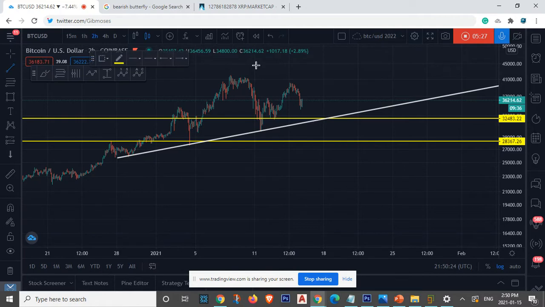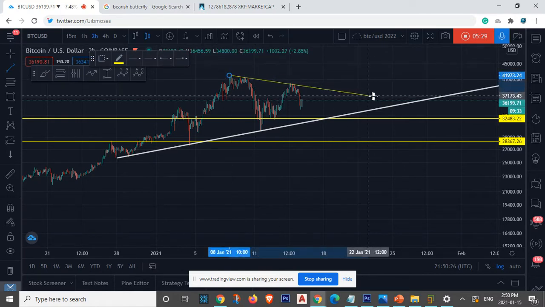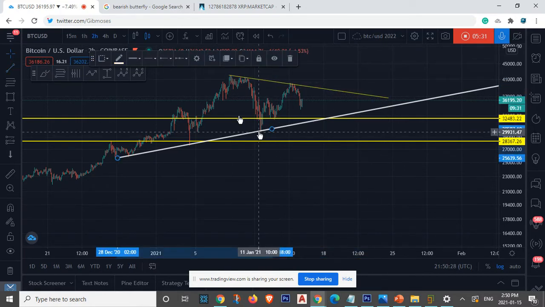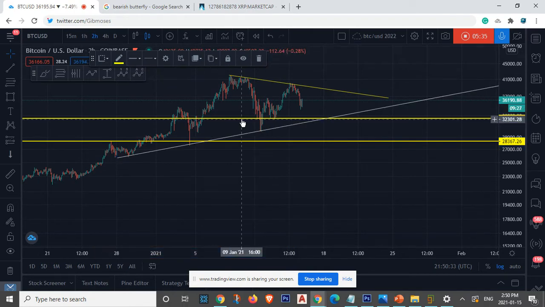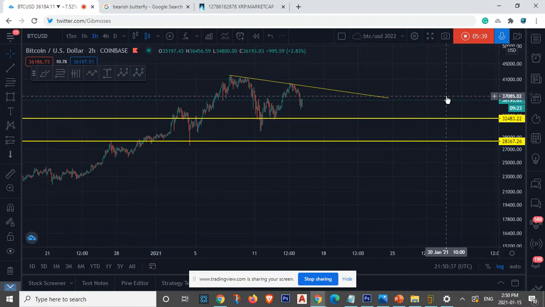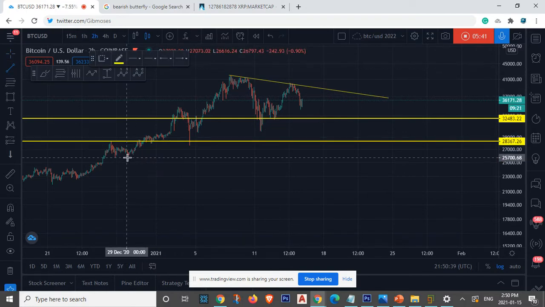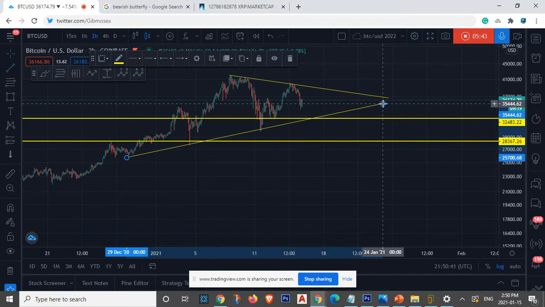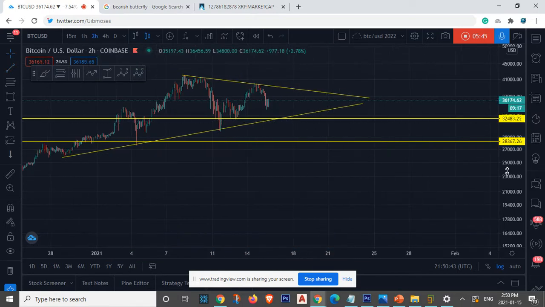So right here, Bitcoin is forming a symmetrical triangle, okay? Meaning that it can go either direction, either to the upside or downside. Let me explain it more in depth, that way you guys are following and understanding. I don't want you guys confused.